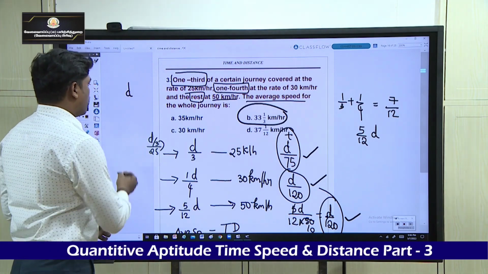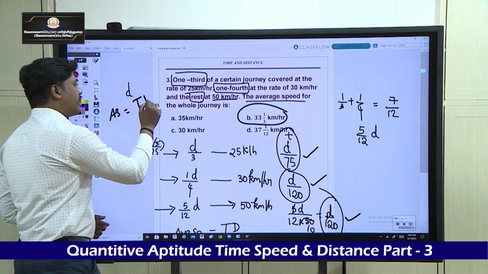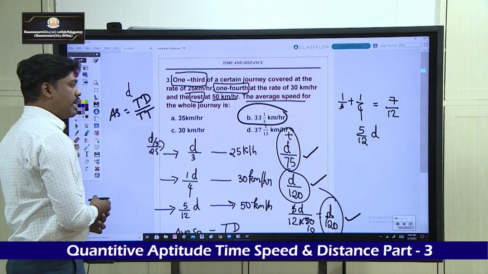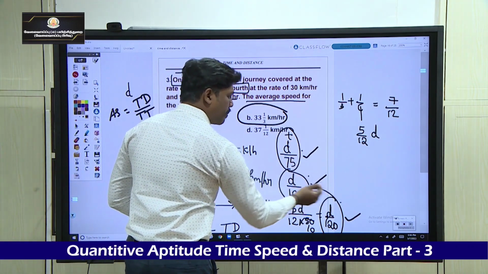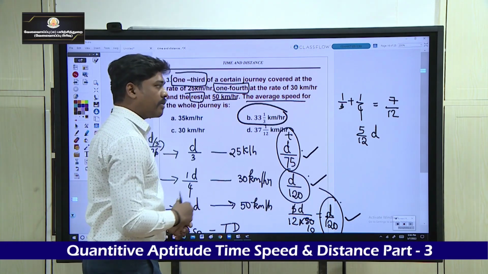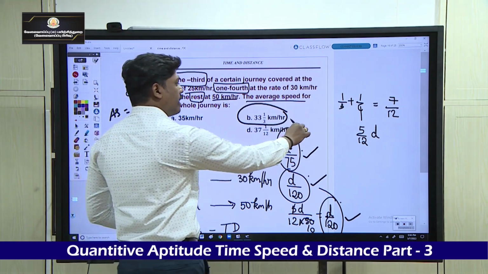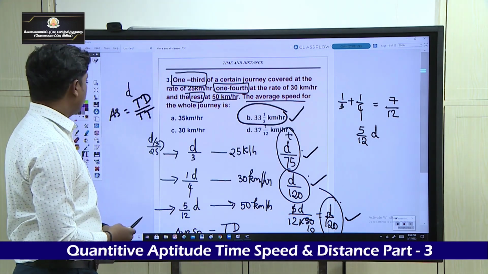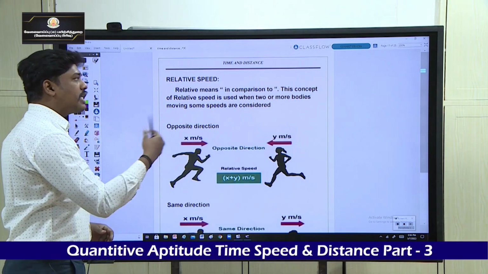Okay. So average speed means nothing more than total distance by total time taken. Total distance being d. Total time taken for first part, second part, third part. Add all the time taken and you will be getting the answer. So the answer is 33 1 by 3 kilometer per hour. Okay, is that clear? Okay. With this we are moving on to the next part here.